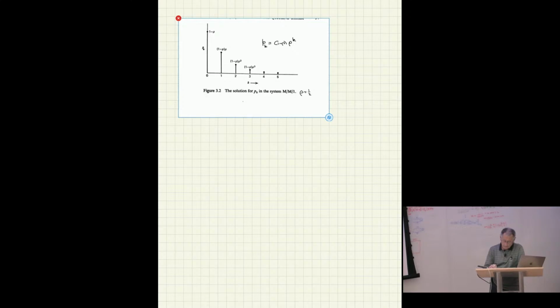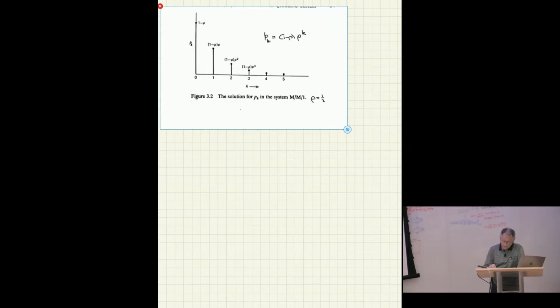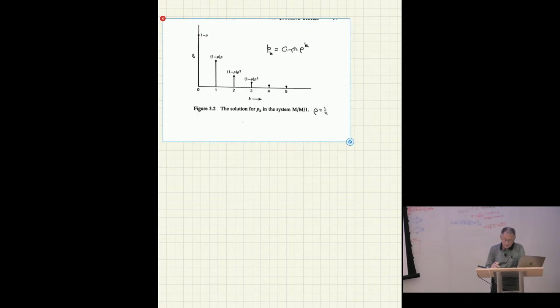Here we have the distribution for number in MM1. Please note this is MM1. In this particular plot, if you looked at some of the numbers, if rho equals a half, a moderate number, geometric distribution, the tail always looks like itself.